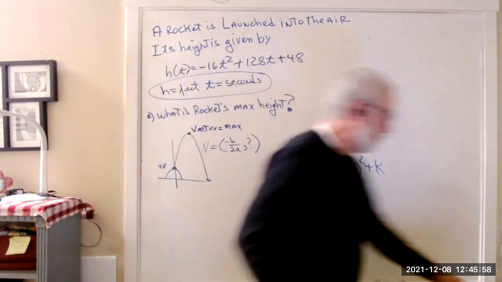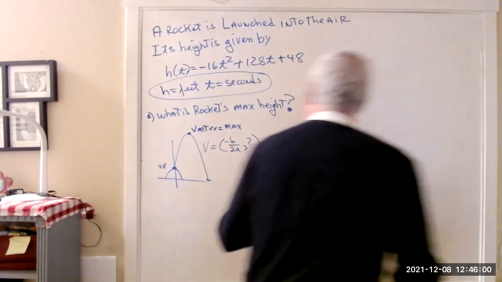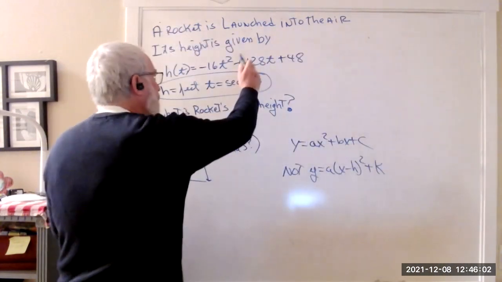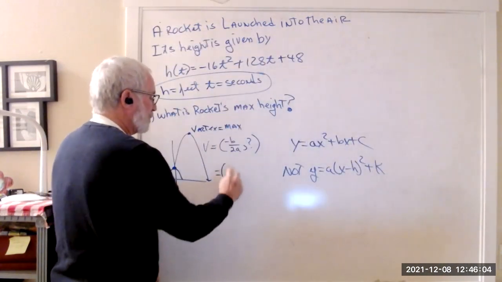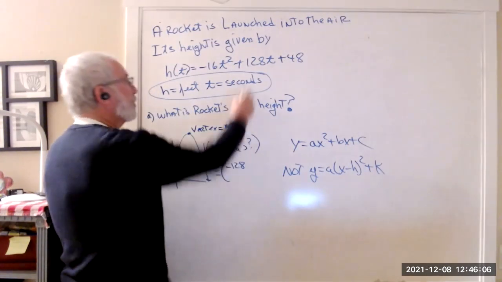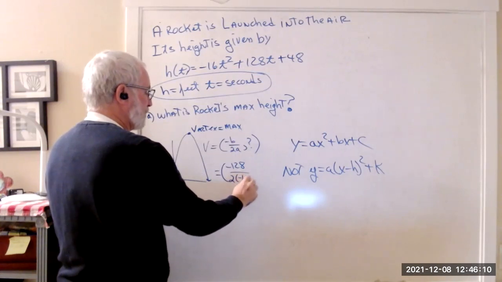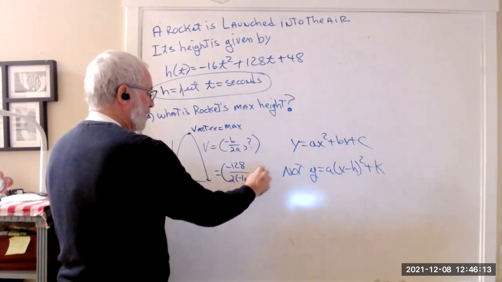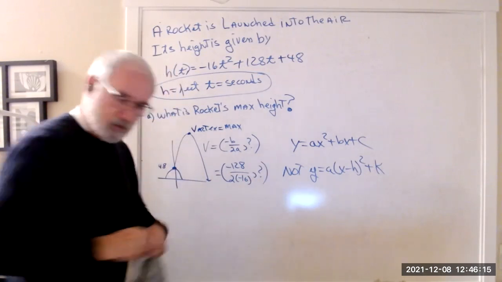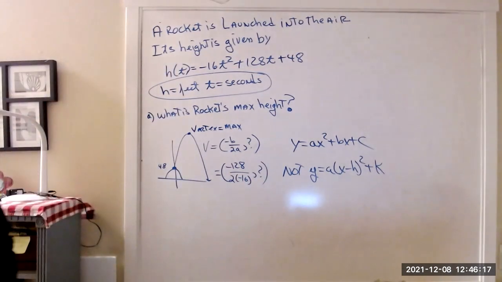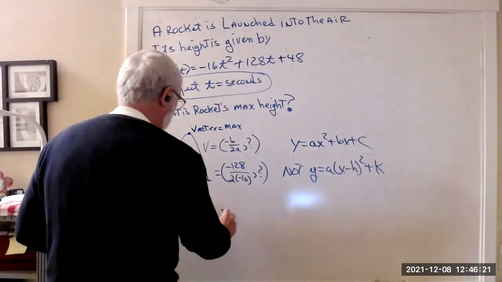All right. So how's this work? Well, negative b, that's negative 128 over 2 times negative 16, comma, something. All right. So what's 128 over 32? 4. That's what I'm hoping.